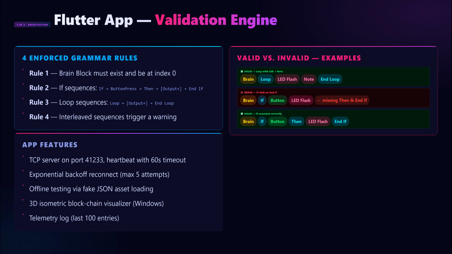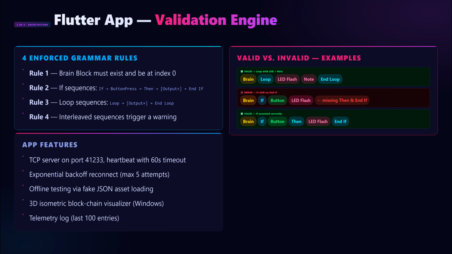On the app side, every time we get a new JSON configuration, we run it through a validation engine. We enforce 4 rules. 1. The brain must exist and be at index 0. 2. If blocks must be followed by a button, then, some outputs, and an end if. 3. Loops must start at loop and end at end loop with only output blocks inside, and we warn on interleaved or overlapping structures since they are pretty complicated.